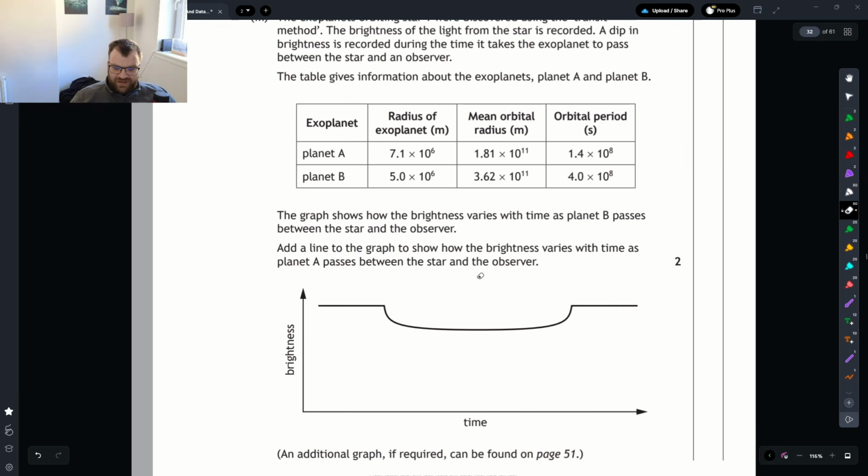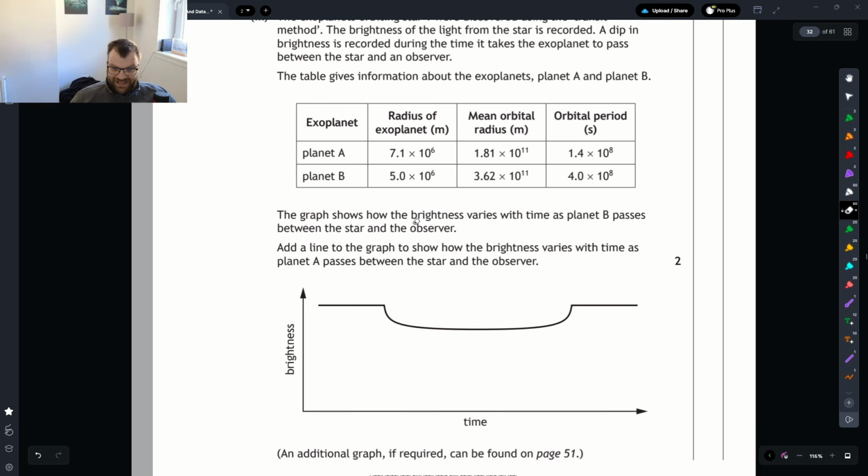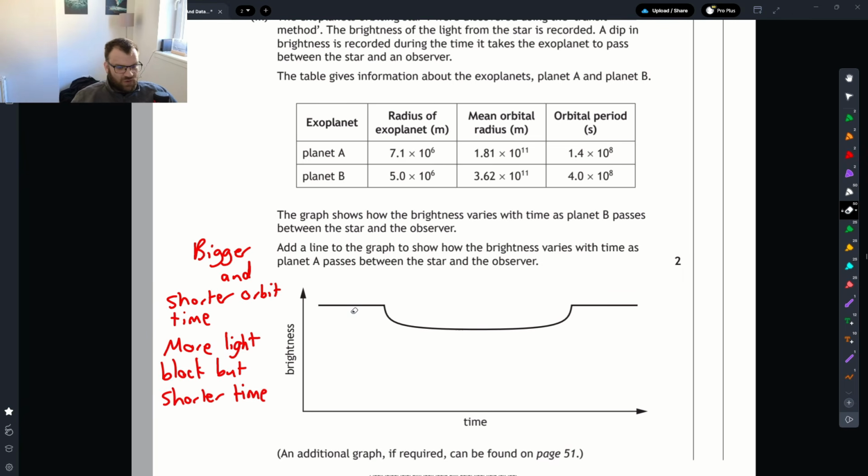In this next one, we have a graph showing the brightness over time as a planet passes between the star and the observer. That means they're going to block out some of the light. We are asked about planet A. Now, planet A compared to B. So planet A is bigger and also has a shorter time to orbit. So that means you're going to have a larger dark zone, so lower brightness. But if you see here how long it's taken, like it's down at that lower brightness for that length of time, it would be a shorter time because it's going to be moving around more quickly.